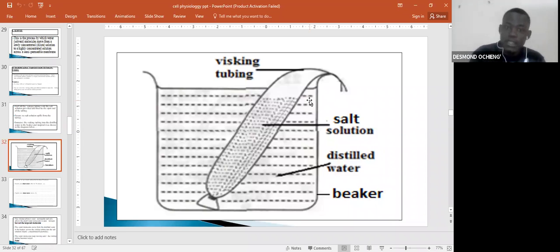You should simply say that water moved through osmosis from the distilled water in the beaker, where its concentration is high, to the salt solution inside the visking tubing, where its concentration is low, across the semi-permeable membrane. That is the explanation. So that tells you that osmosis took place, and therefore water moved from the region of its high concentration to the region of its low concentration across the semi-permeable membrane into the visking tubing.